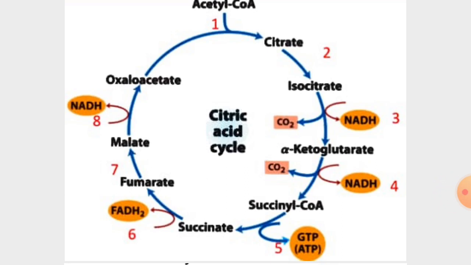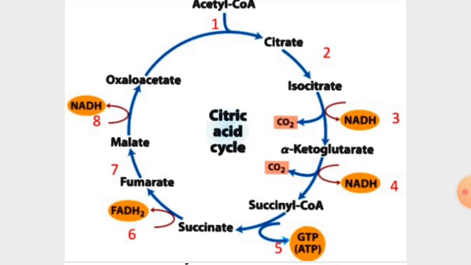Today I am going to discuss the second step of glucose oxidation, that is the citric acid cycle. It is also known as the Krebs cycle or the tricarboxylic acid cycle. It fascinates me because it is very interesting. If you learn it deeply, it will fascinate you too.